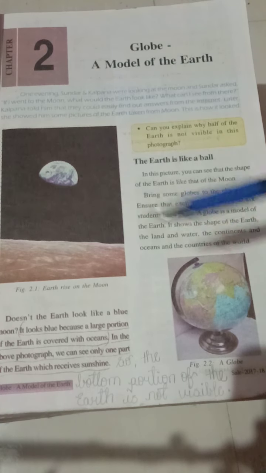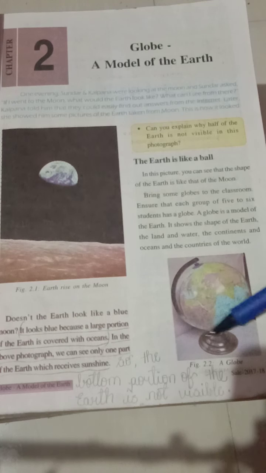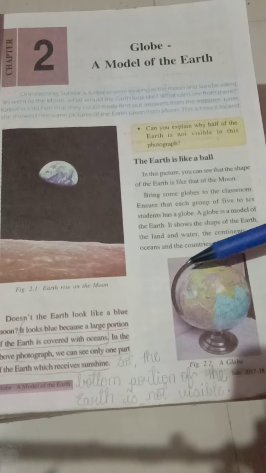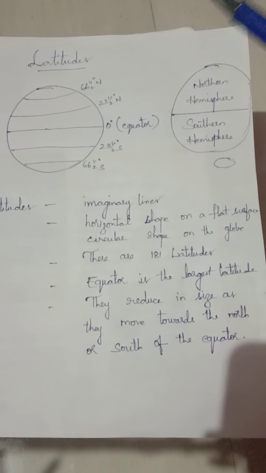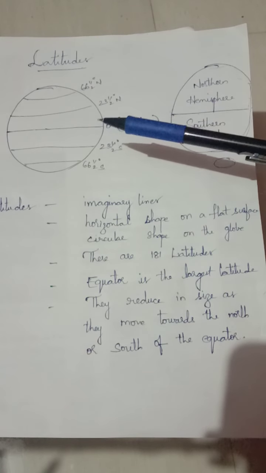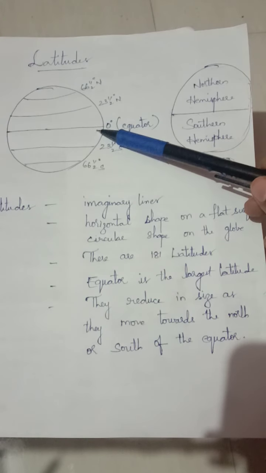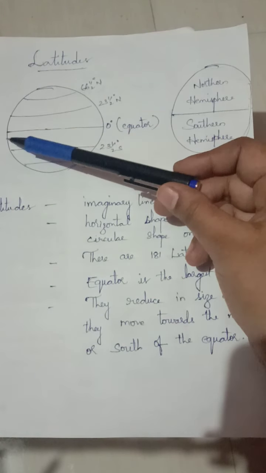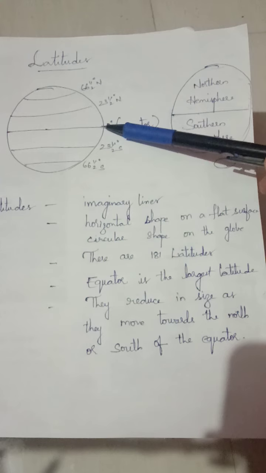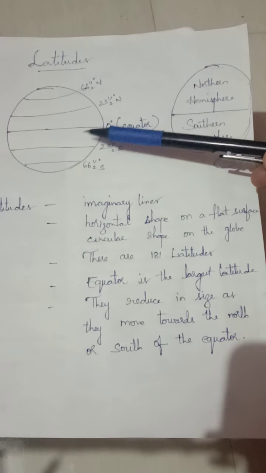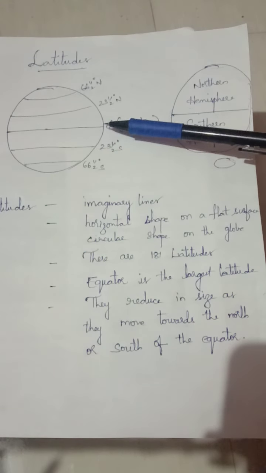Okay, so on this globe we draw the important lines called the lines of latitudes and the lines of longitudes. So let's know what are these latitudes and longitudes. Latitudes are the imaginary lines drawn on the globe horizontally. As you can see, these are the horizontal lines drawn from west to east. All the lines of latitudes are drawn from west to east.